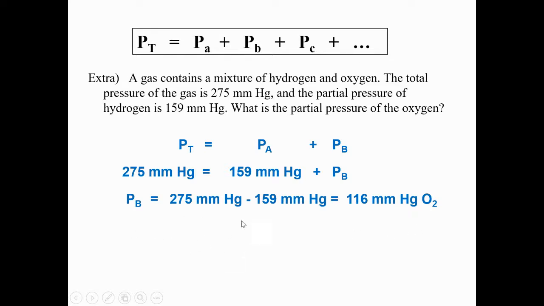So when you're doing this, try to think about what the answer should look like. If I'm looking for a partial pressure, it can't be larger than the total. It has to be smaller than the total.